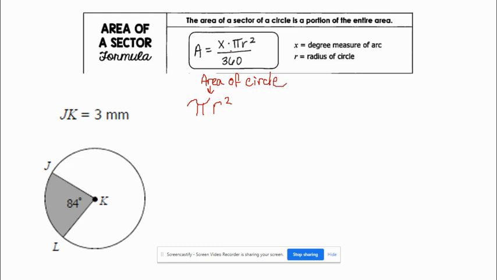And then what we're ultimately doing, so that's what's right here, we're going to take that and we're going to multiply it by x over 360. This is the part we want the area of. All right, so now all we have to do to solve this, and you can use this original formula or you can use this version that I've set up here.